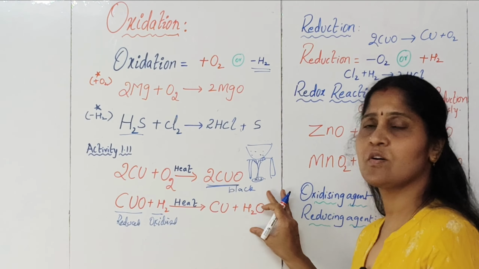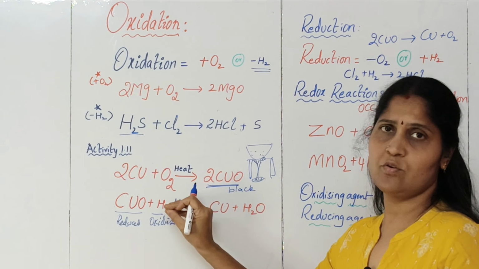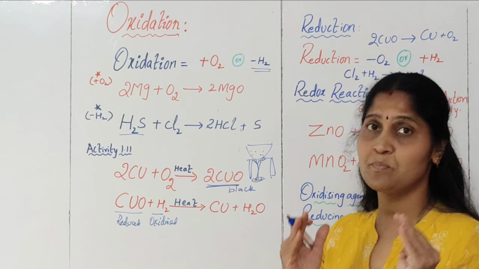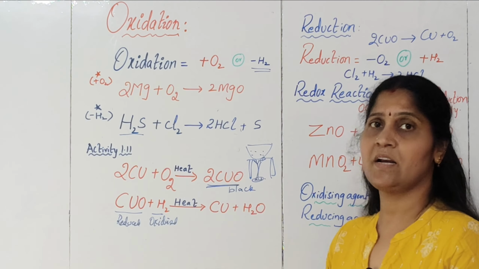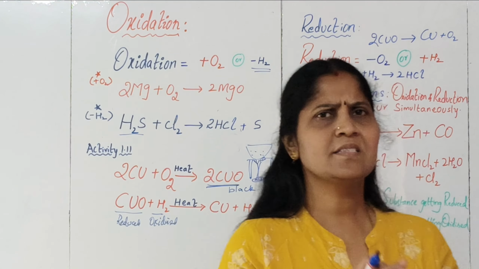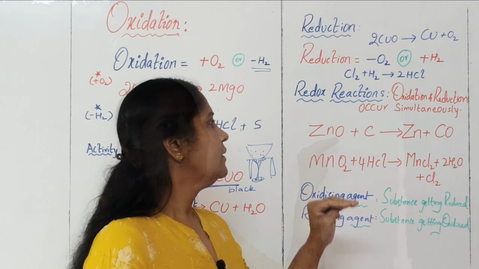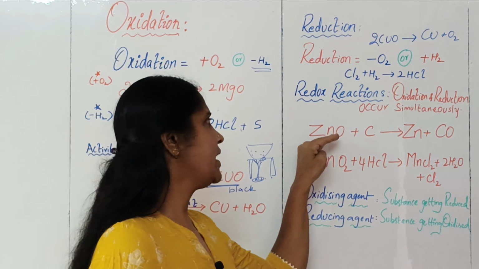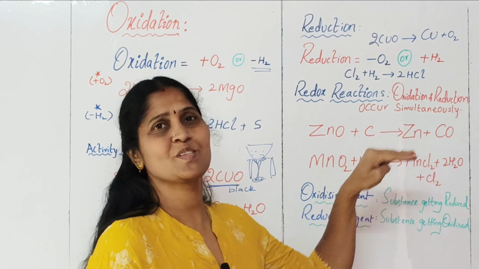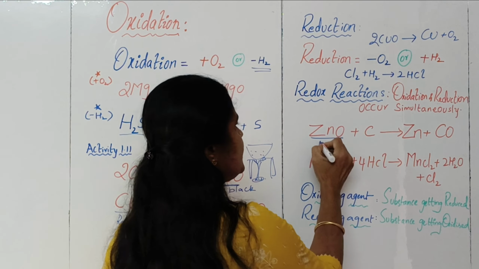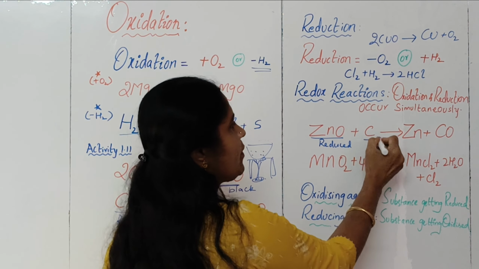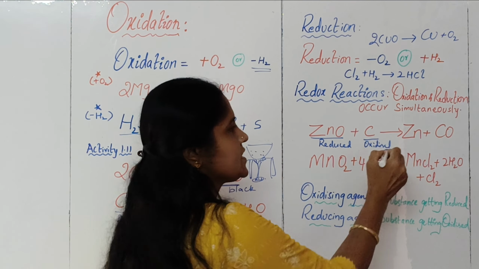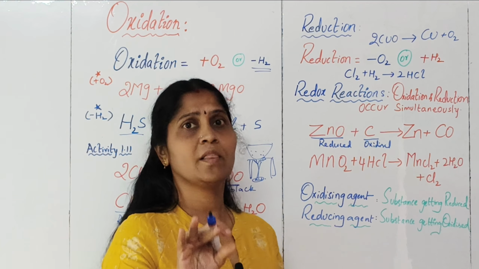So this is the case of a redox reaction, that is passing of hydrogen gas over heated copper oxide, giving rise to copper and water, because both oxidation and reduction are taking place in this equation simultaneously. Let us see some more examples of redox reactions here. Zinc oxide, when it reacts with carbon, gives rise to zinc and also carbon monoxide. So here, zinc oxide is losing oxygen. So what is happening to zinc oxide? It is getting reduced, and carbon is gaining oxygen. So this is getting oxidized.